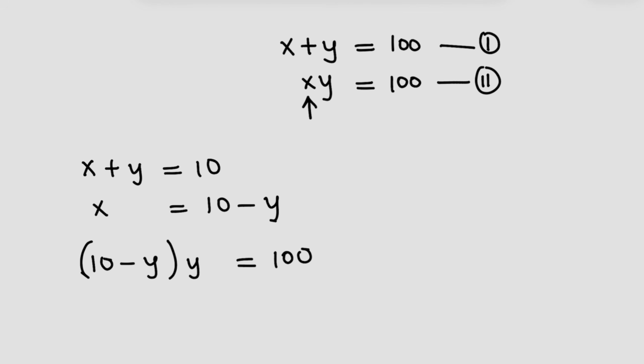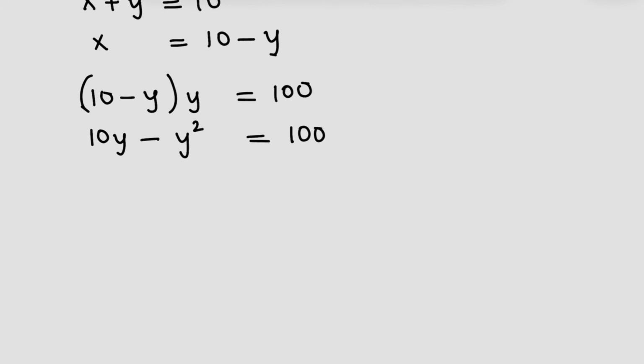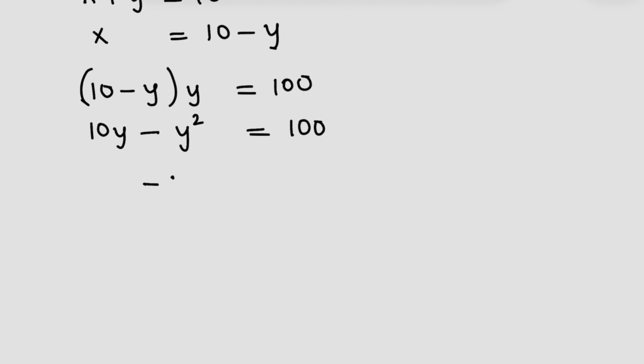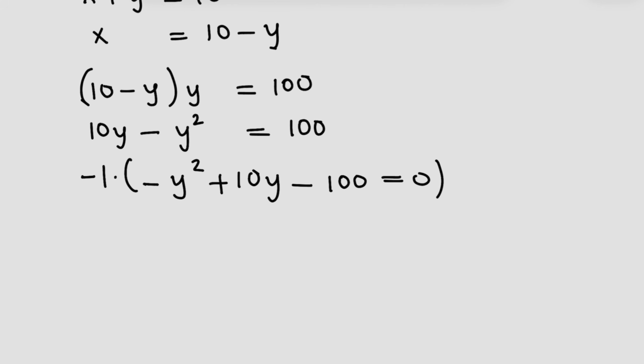Let us open this bracket. 100y minus y squared is equal to 100. This means minus y squared plus 100y. Then if I transfer 100 to the left hand side, I have minus 100 is equal to 0. Let us divide by minus 1 on both sides, or multiply through by minus 1. This will give us y squared minus 100y plus 100 is equal to 0.